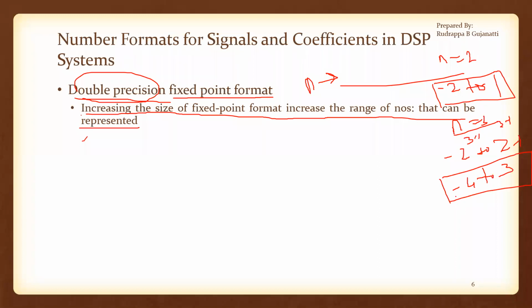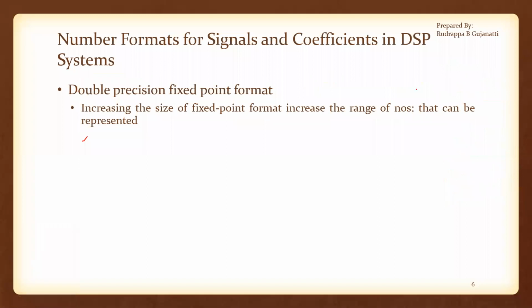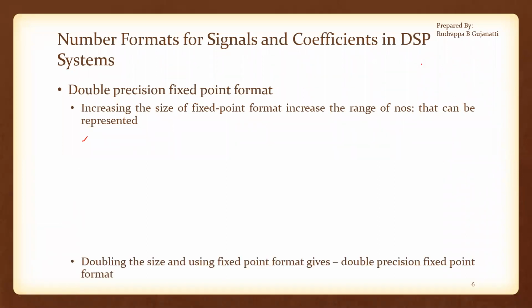What has happened is it has changed its range from minus 4 to 3. So what you are doing is you are increasing the number of numbers that can be represented in this particular case. So indirectly you are increasing the range.